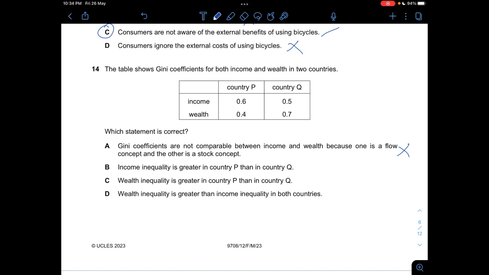So here you can see that for income, country P has a higher Gini coefficient, which means that the inequality for income is higher than country Q because it's only at 0.5. For wealth, country P is at 0.4, which means that wealth inequality is lower than country Q, which is at 0.7. So B, it says income inequality is greater in country P than in country Q, which is correct. And C, it says wealth inequality is greater in country P than in country Q, which is wrong. And D, it says wealth inequality is greater than income inequality in both countries, which is not correct because you can see for wealth inequality, 0.4 versus 0.6 and 0.7 versus 0.5. So it's not that it's greater than income inequality in both countries, only for one particular country. So answer is B.